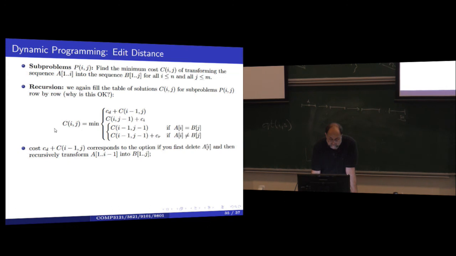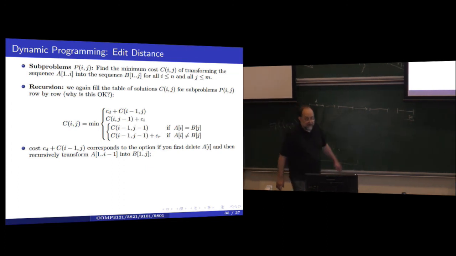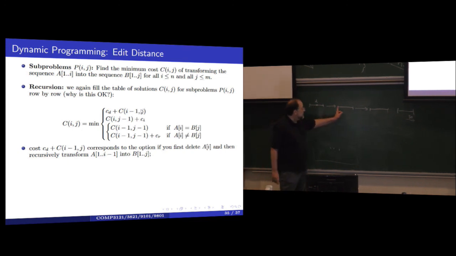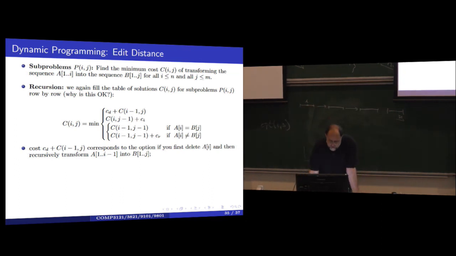And what is the recursion? Well, if you have your sequence A up to I and you want to transform it into the sequence B up to J, because you can do it from left to right, you don't have to consider what happens if you do a replacement somewhere inside A from 1 to I. You can always operate only on the very last symbol, moving from left to right. You never go back to modify. Then you have the following options.